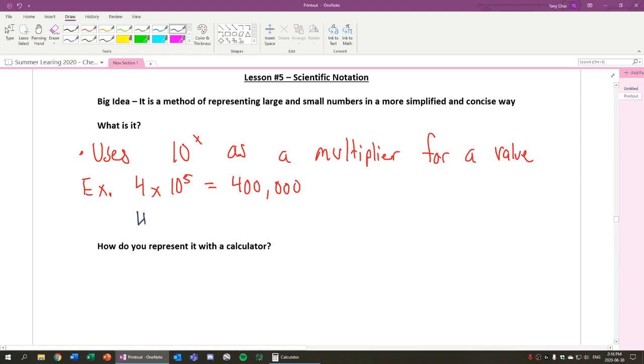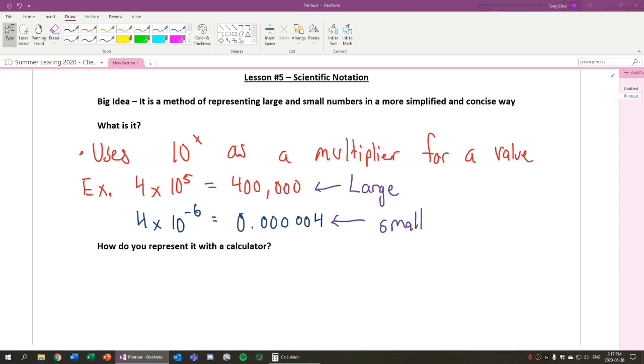What about this one? 4 times 10 to the negative 6, for example. What this means is you're going to have 0.000004. So this is a way to show a very small number. So we have a way to show a large number, and we have a way to show a small number.